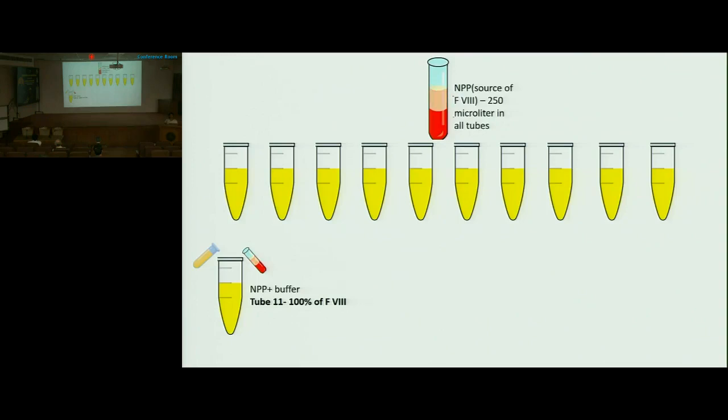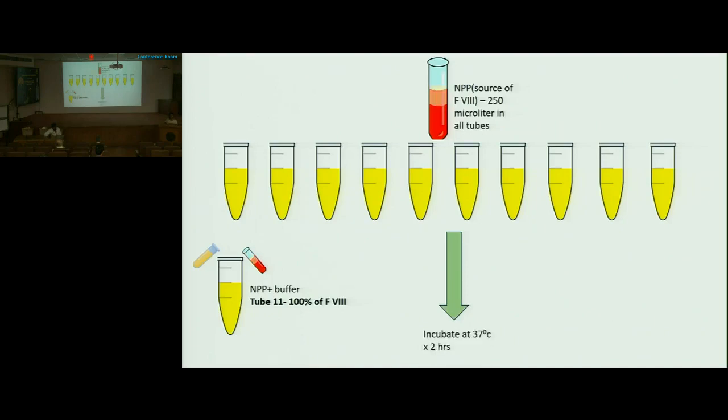And then tube 11 has been made, which doesn't have the patient plasma. Which means this tube is going to have only the full factor 8 and the buffer. So there is no inhibitor in this, and here the factor 8 activity will be 100%. As the dilution increases, the factor 8 activity will be reduced simultaneously if there is a presence of inhibitor.